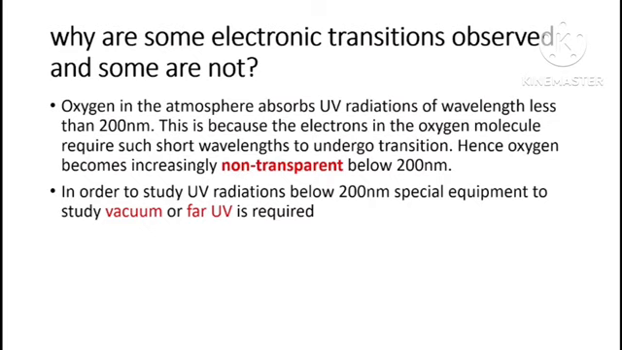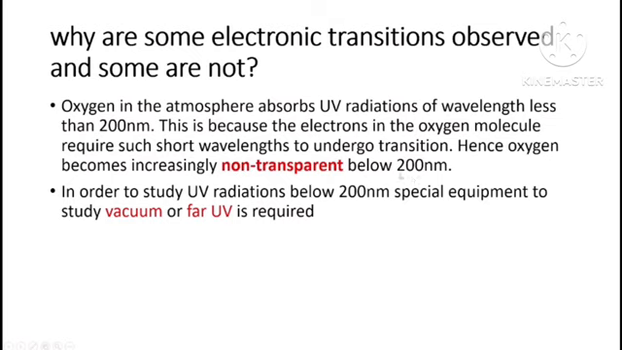Okay, so when that happens, you are not able to observe or see the electronic transition occurring within your sample. Rather, it occurs within oxygen. Do you understand it? That is why we say that oxygen is not transparent below 200 nanometers.